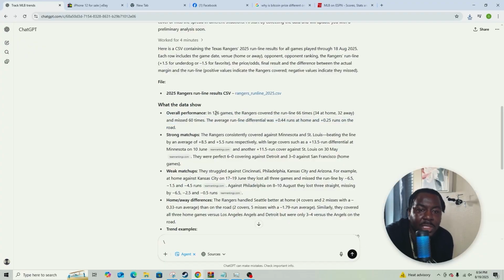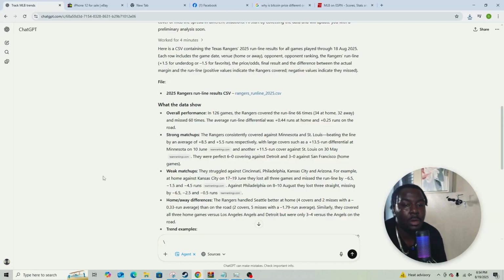In 126 games, the Rangers covered the run line 66 times, 34 at home, 32 away, and missed 60 times. The average run line differential was plus 0.44 runs at home and plus 0.25 runs on the road. So, strong matchups: the Rangers consistently cover against Minnesota and St. Louis, beating the line by an average of 8.5 and 5.5 runs respectively, with large covers such as a plus 13.5 run differential at Minnesota on June 10th and another against St. Louis on May 30th.